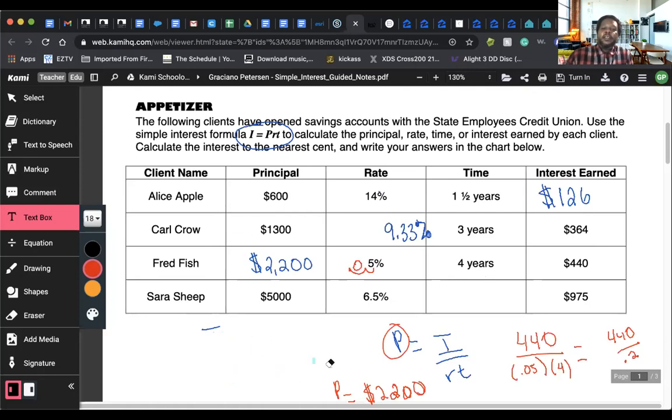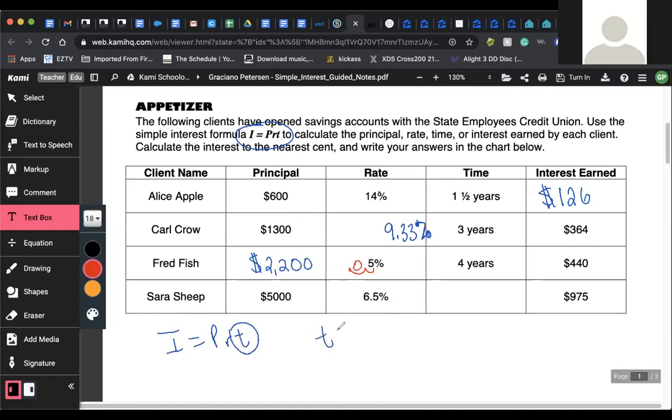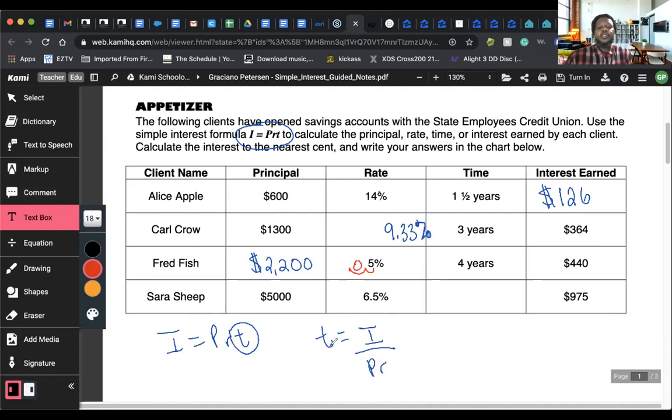So we're gonna, again, change up our equation so that we can figure out Sarah. So we're starting with, of course, I is equal to PRT, but we're looking for the T. So what is T equal to? It says T equal I over PR. That one. Very good. Time is equal to I over PR.